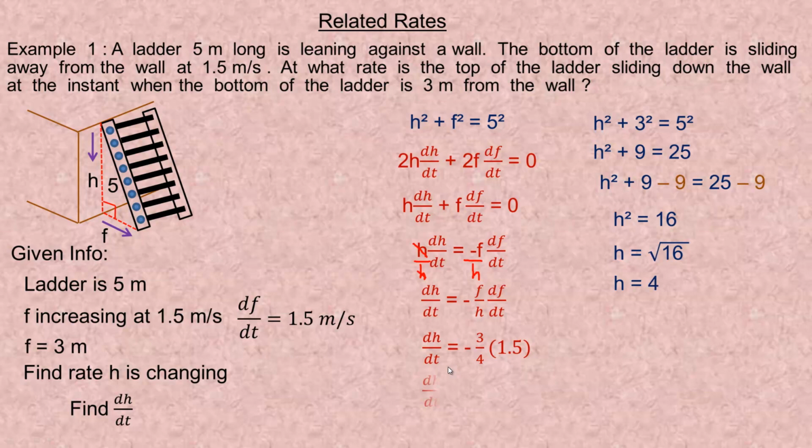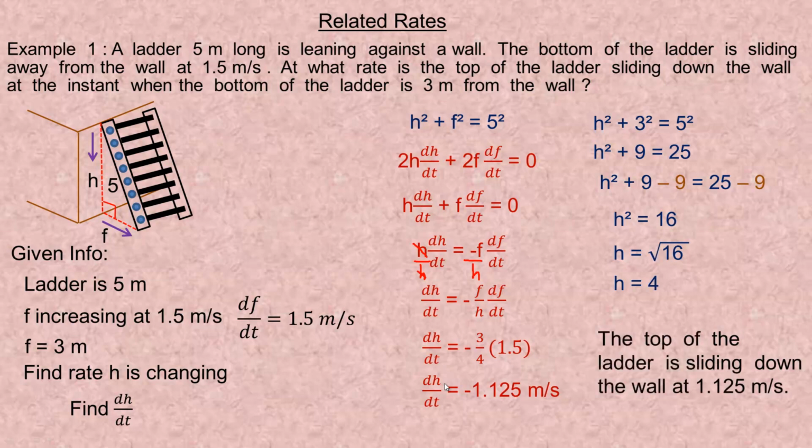So that's the rate. That's what it looks like. So dh/dt is negative 1.125 meters per second. So here's my concluding statement. The top of the ladder is sliding down the wall at 1.125 meters per second. Now, because I use this word down in this sentence, I don't need the negative here. You wouldn't say it's going down at a negative rate. That would actually mean it's going up. That would be a double negative. So down at 1.125 meters per second.